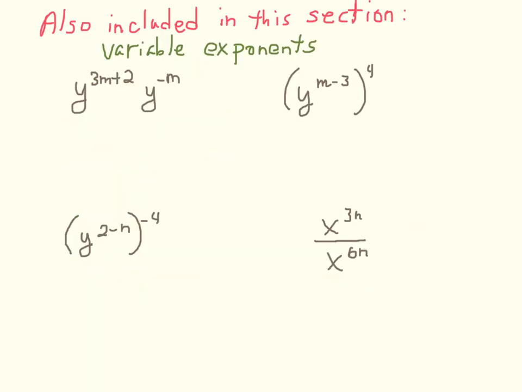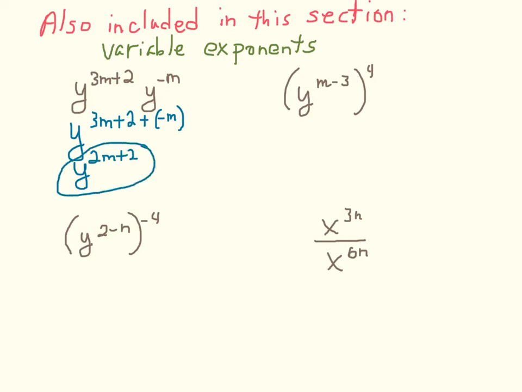Alright, so also embedded in this section is how we handle variable exponents. And so we just want to follow the same rules. If I'm looking at y to the 3m plus 2 times y to the negative m, this would be multiplying powers with equal bases, so we would want to add the exponents here. So this would be y to the 3m plus 2 plus negative m. I'm adding the exponents for bases that are the same. And so here I'd want to combine my like terms. 3m plus negative m is 2m. So this would be y to the 2m plus 2.